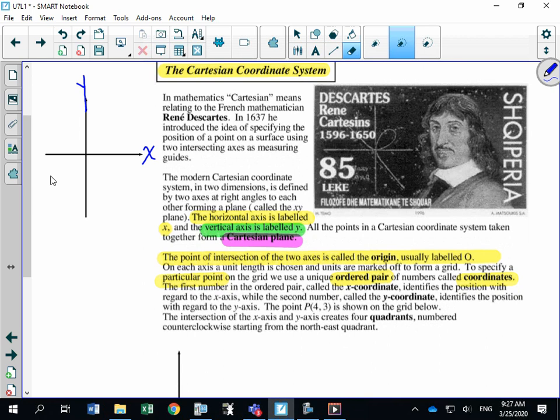Now the point where the two axes intersect, that's called the origin. So right here, this point would be 0, 0, and that is referred to as the origin. And we generally label the origin letter O. So I put letter O there. And the point is 0, 0, and that is the origin.